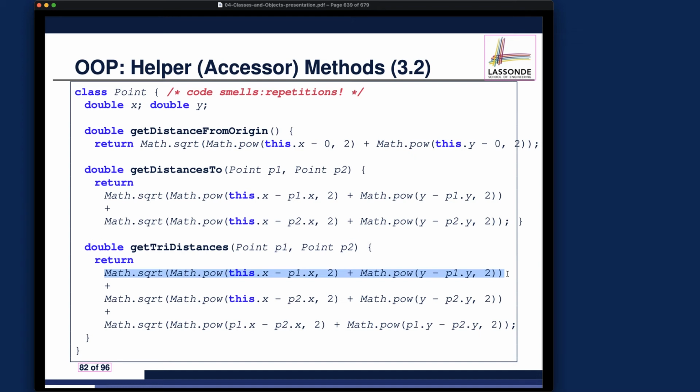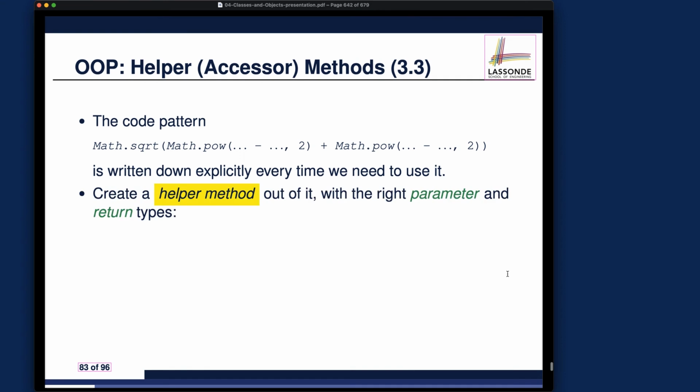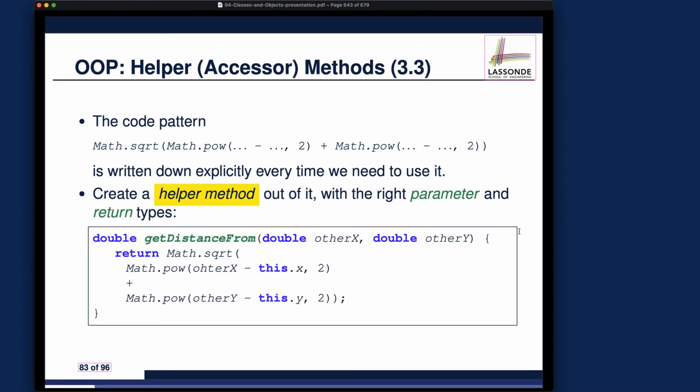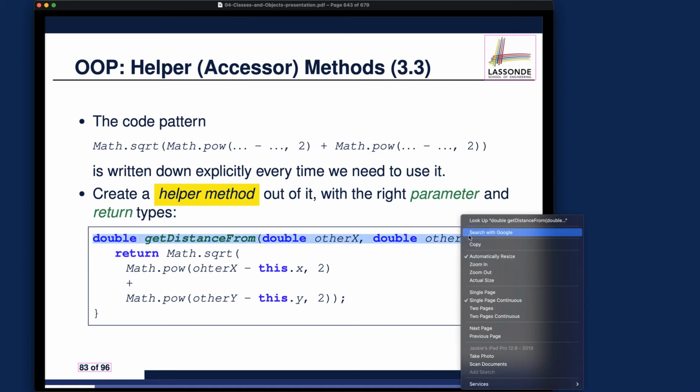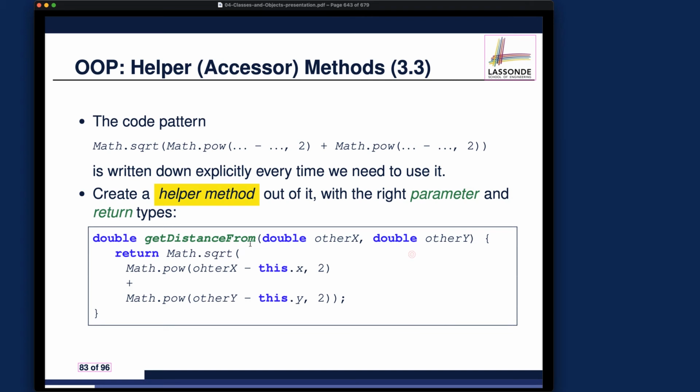So that will be the helper method I want to define. Let me just copy the header over here so I can save some typing. The parameters will be the x from the other point and also the y from the other point. Alternatively, you can simply declare a point P, and then you can use P.x and also P.y instead.